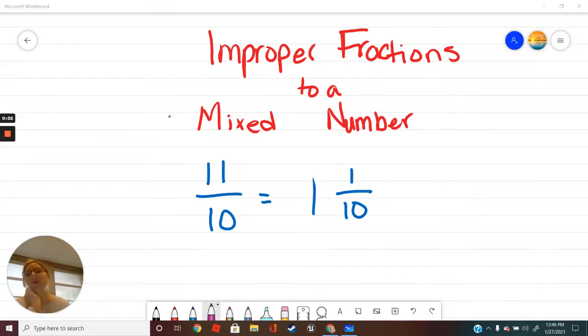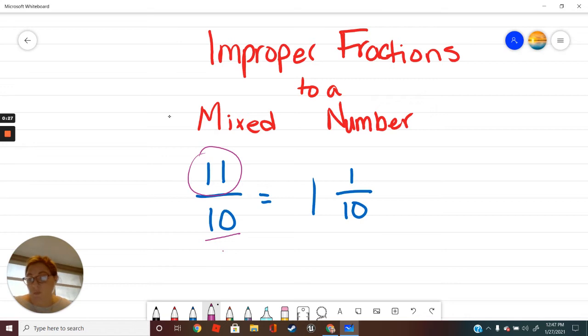Today we're going to talk about improper fractions and mixed numbers and how to turn an improper fraction into a mixed number. An improper fraction is a fraction that has more on top than it does on the bottom. You see how 11 is greater than 10? That means it's not a fraction, it's got a whole number in it.